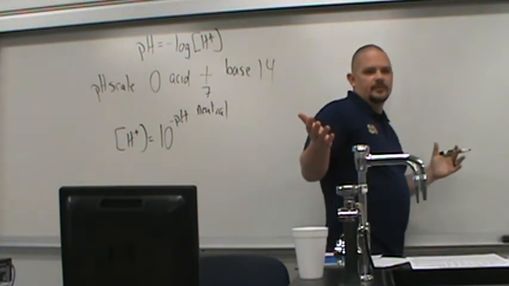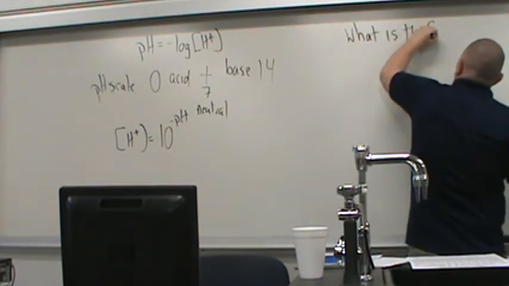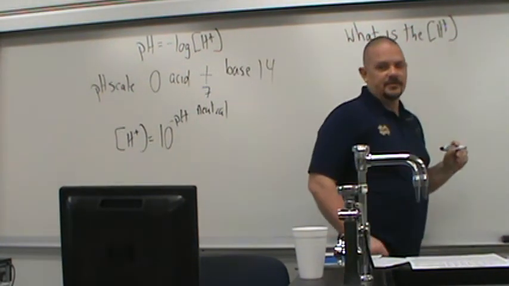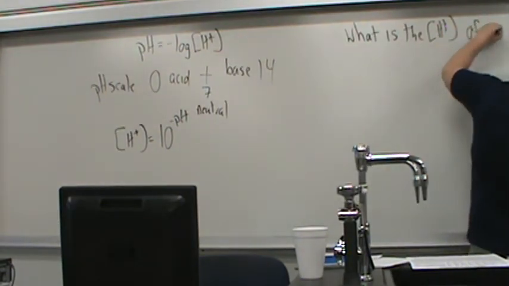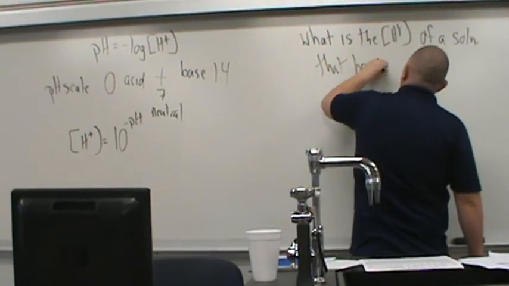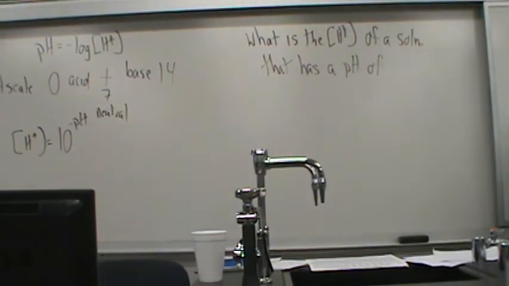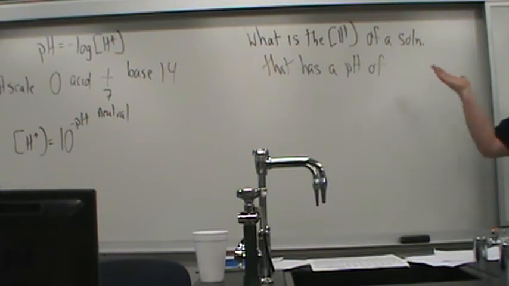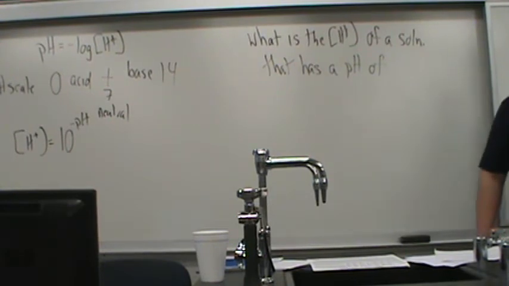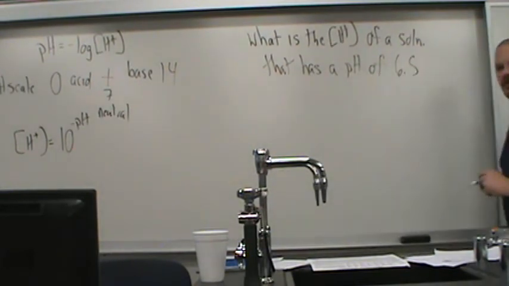Alright, so let's do a real quick example of that. What is the hydrogen ion concentration of a solution that has a pH of, Ethan, give us a number please, from 0 to 14? 4. Well, let's go a little bit higher. 4.5? Go higher. Okay, 6.5. Okay, it's 6.5.